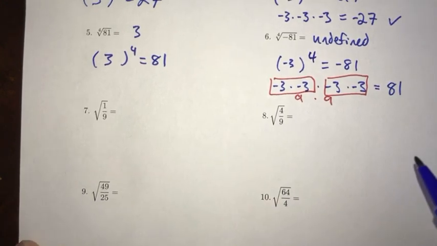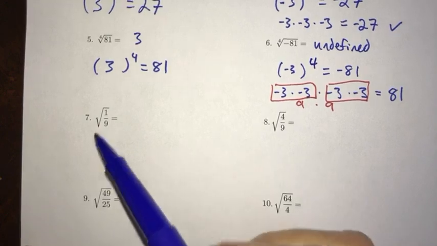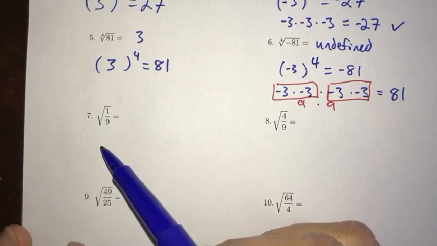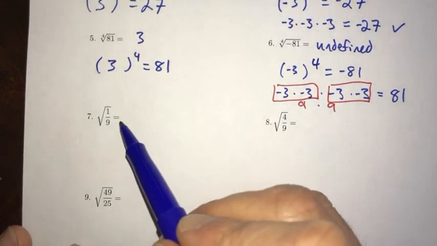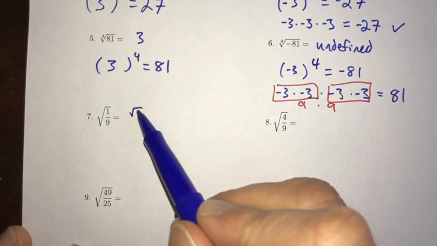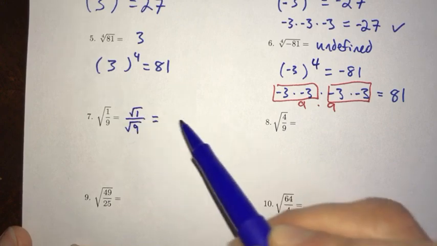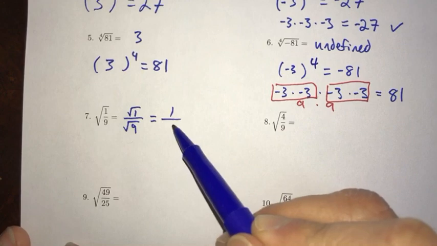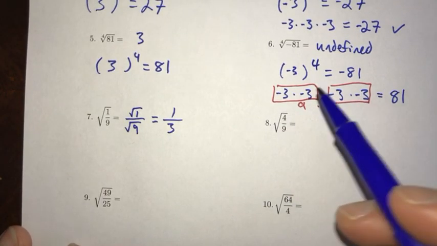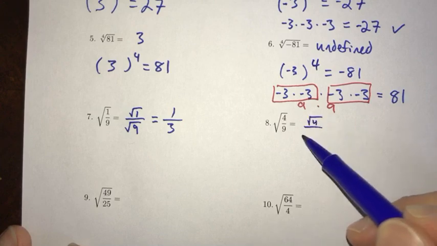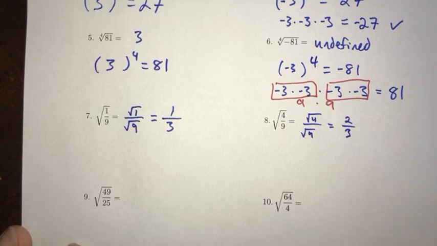What about a fraction? Do you have an idea about what this would be? Square root of 1/9? Or what about the square root of 4/9? The way that we should treat fractions is basically just give the square root to the numerator and the square root to the denominator. Do the square root of each. Square root of 1 is just 1. Square root of 9 is 3, because 3 squared is 9. Same thing here, square root of 4 over the square root of 9. Square root of 4 is 2, square root of 9 is 3.